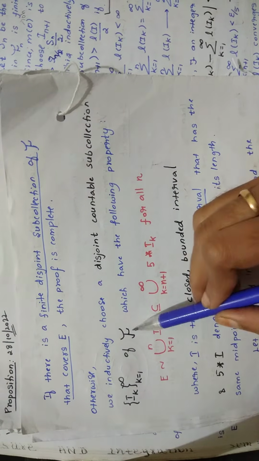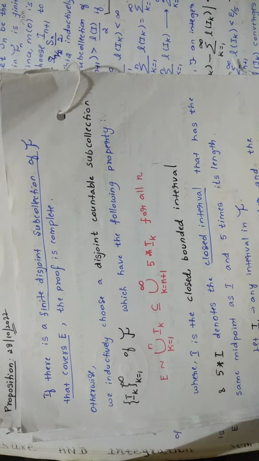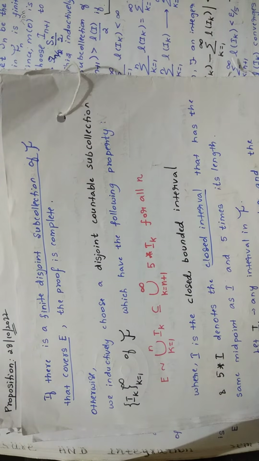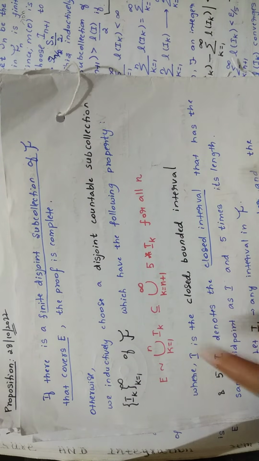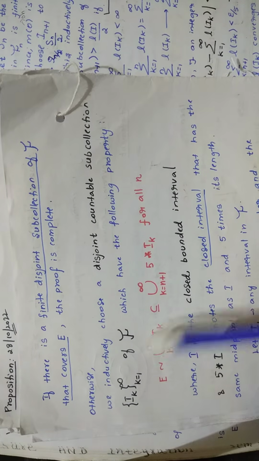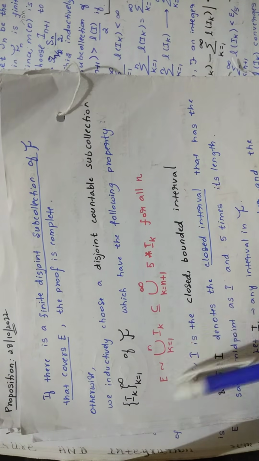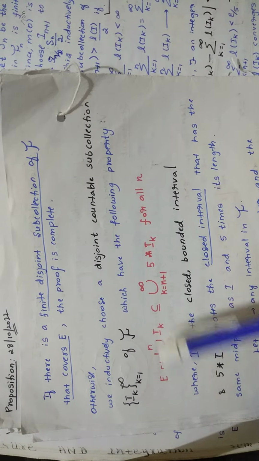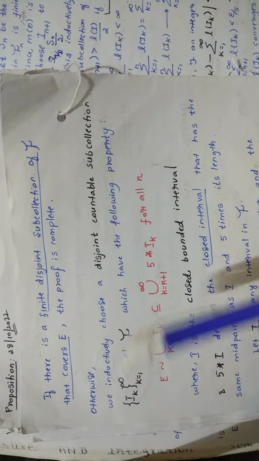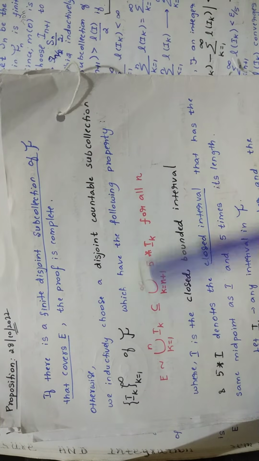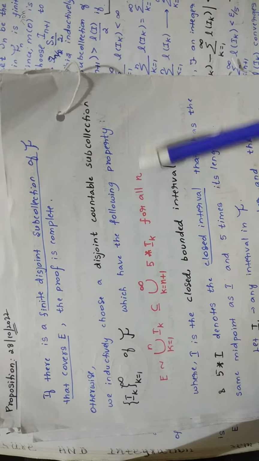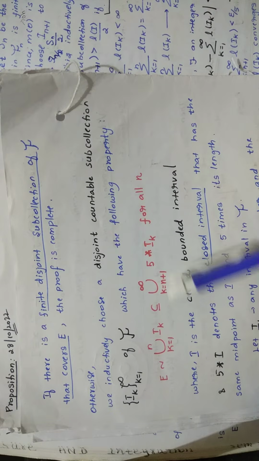Of script f, which has the following property. That countable disjoint subcollection you are choosing should have a property. The property is this: E difference union k equal to 1 to n I_k. You subtract this from E and you will get a value. That value will be a subset of what?